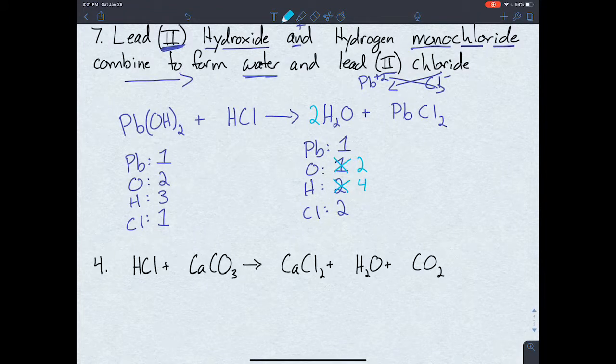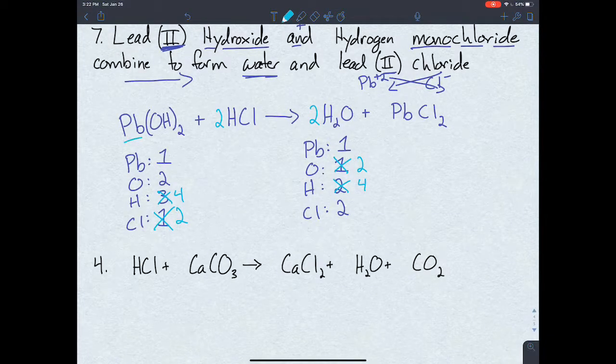Chlorine, I have 2 chlorines on this side, I have 1 on this side, so I'm gonna make this a 2. So now I have 2 chlorines here. I just increased my hydrogens as well. I added 1 more hydrogen, so now I have 4. And that actually works, because now I have 2 on both sides. Okay, and it looks like everything's balanced.